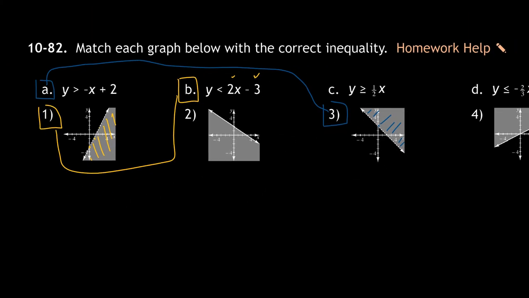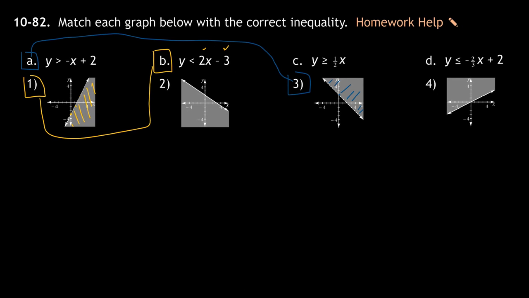All right, so let's take a look at C now. C is y is greater than or equal to, so that's going to be a solid boundary line. It could be either one of our choices that remain. It has to have a y-intercept at 0, right, because there's nothing added here. So C has to go with 4 because it definitely can't go with 2.